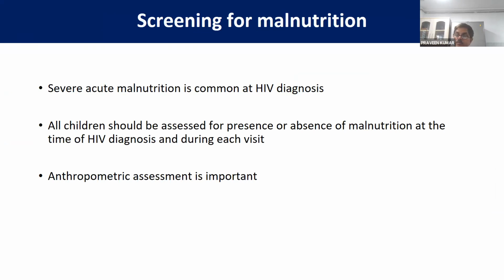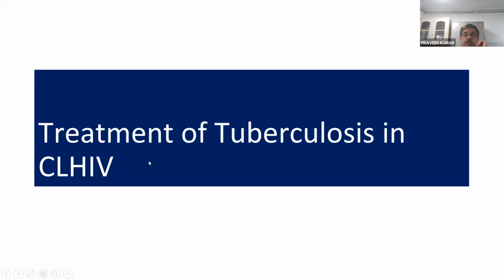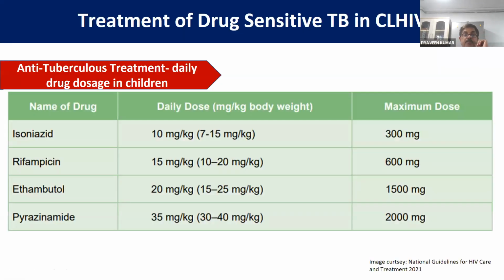Regarding screening for malnutrition, we have to remember that severe acute malnutrition or malnutrition is a common problem in HIV. And so it's very important that we assess the child for the presence or absence of malnutrition. For that, we will need to do certain anthropometric assessments, and with these anthropometric assessments we will identify it.